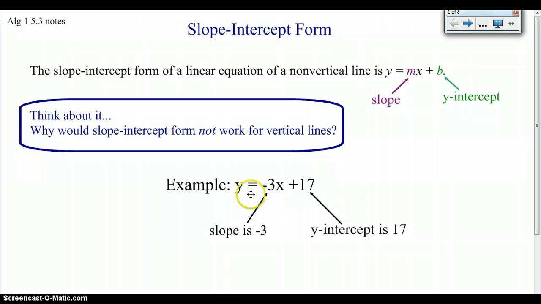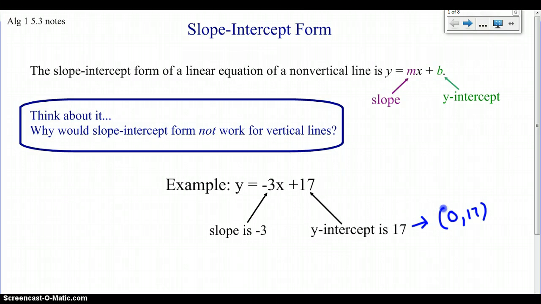So for an example, we have y equals negative 3x plus 17. You can see that the slope is negative 3. That's your coefficient in front of x, the m term. And the y-intercept would be 17. That's the b value at the end of the equation. Now, remember, the y-intercept means where the graph crosses the y-axis. So the point (0, 17) is what the y-intercept of 17 represents.